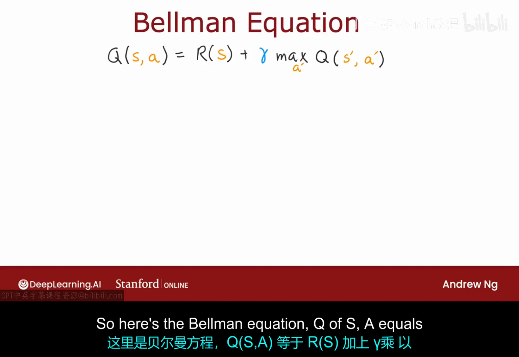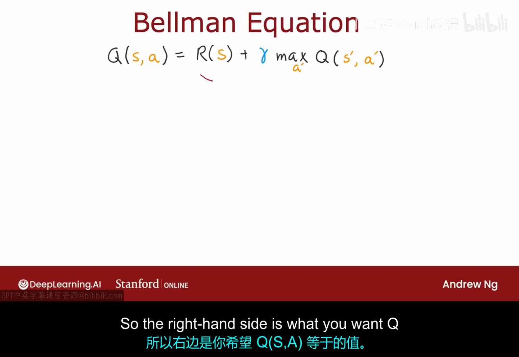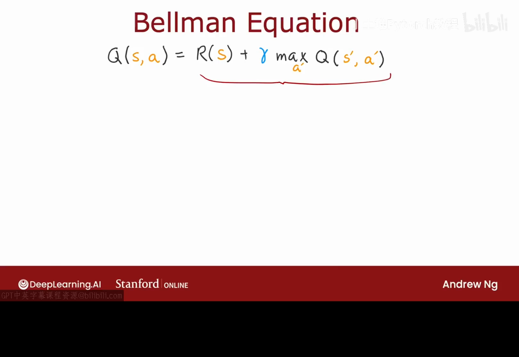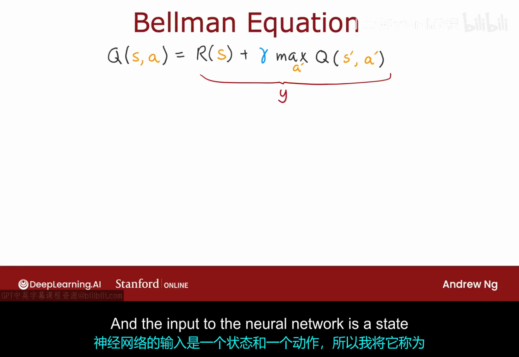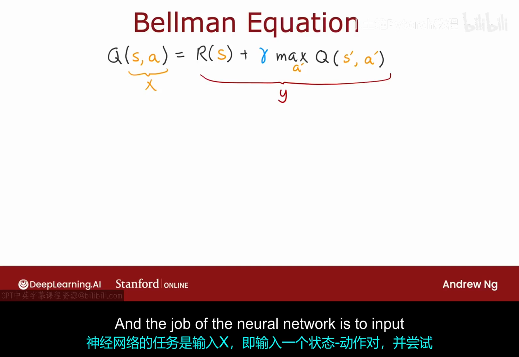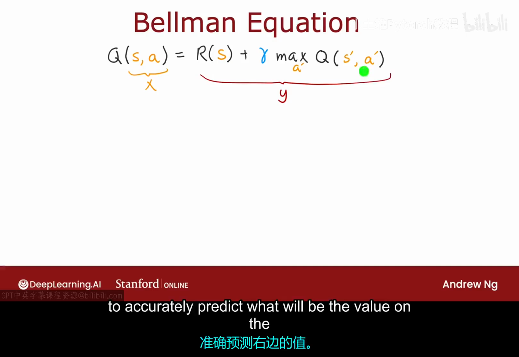So here's the Bellman equation. Q(s,a) equals R(s) plus gamma times max over a' of Q(s', a'). So the right-hand side is what you want Q(s,a) to be equal to. So I'm going to call this value on the right-hand side y. And the input to the neural network is a state and an action, so I'm going to call that x. And the job of the neural network is to input x, that is, input a state action pair, and try to accurately predict what will be the value on the right.